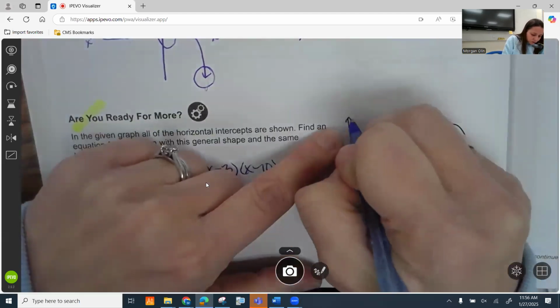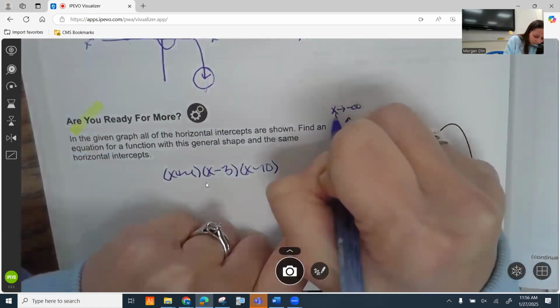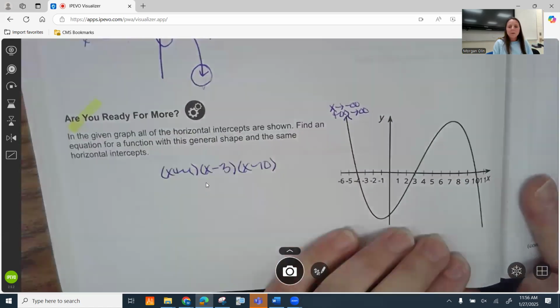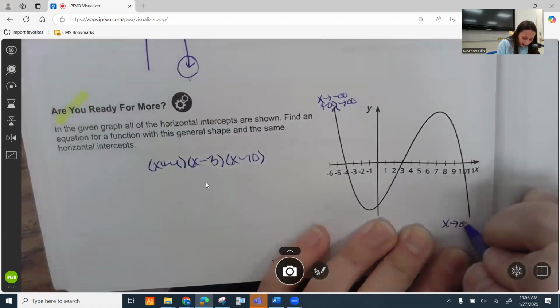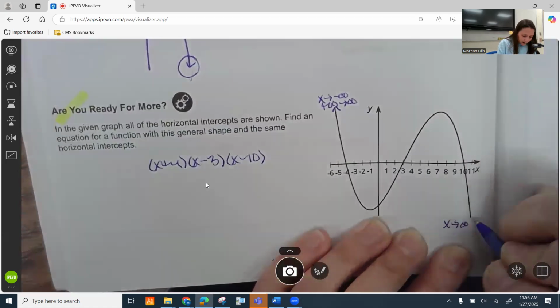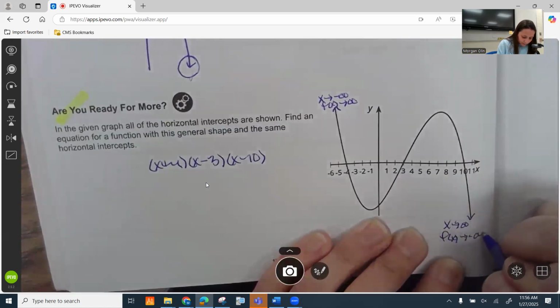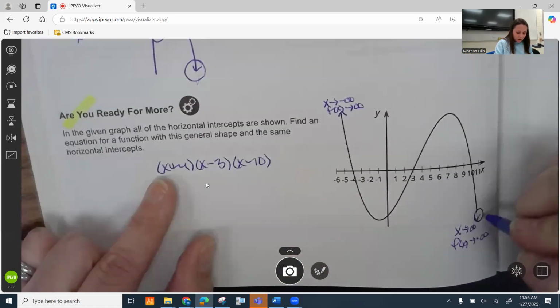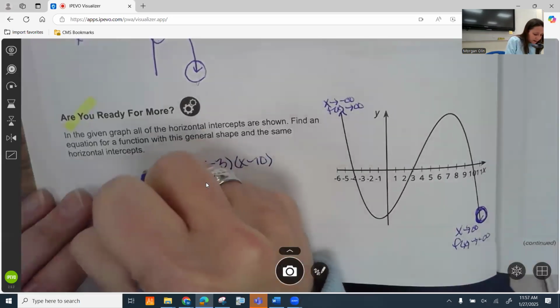Now, I'm going to write this just so you know. On this end, as x goes to negative infinity, f of x, because it's going up, is going to positive infinity. All right, this is how we write end behavior. On this end, always on the right-hand side, x is positive, but this time, because this is going down, f of x is going to negative. All right, and again, to figure out if that leading coefficient is positive or negative, only look at the right-hand side. Well, this one's going down, so this is going to be negative.